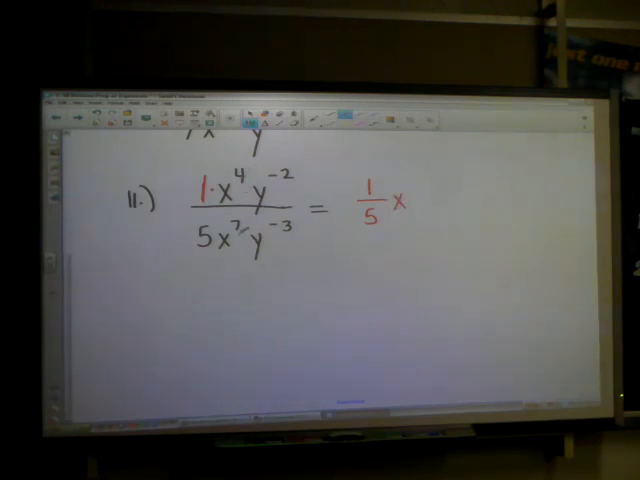All right, 4 minus 7, negative 3. And negative 2 minus negative 3, 1. And of course, with that 1, you can write it in there or leave it out, your choice.